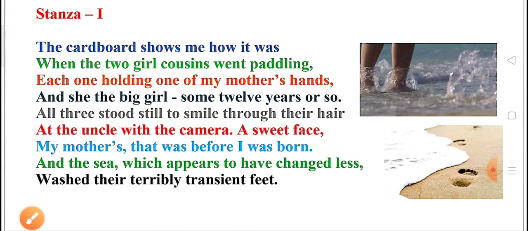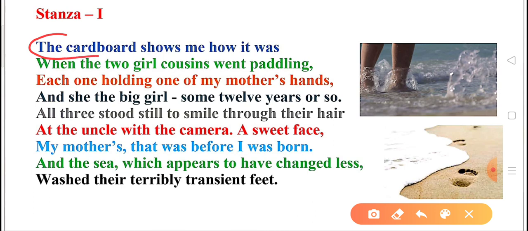Now let's see the explanation of the poem. The cardboard shows me how it was when the two girl cousins went paddling. The photo is there, which is hanging against the wall, and Shirley Toulson, the poet of this poem, looks at the photograph and then tells us the cardboard shows. Cardboard means the photo frame. Me how it was when two girl cousins went paddling.